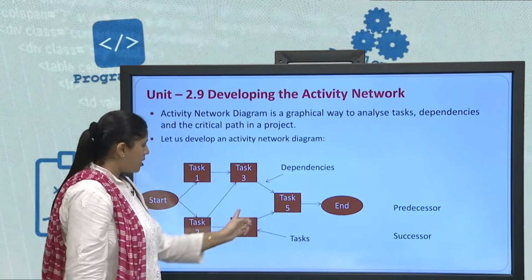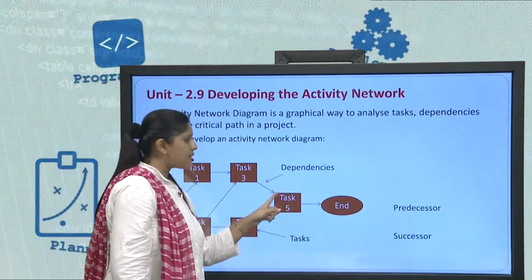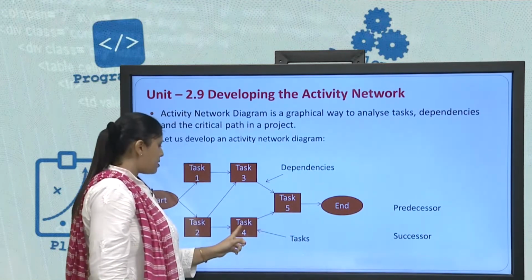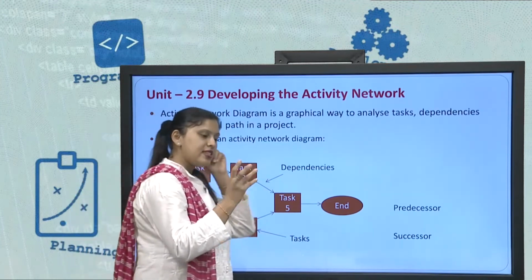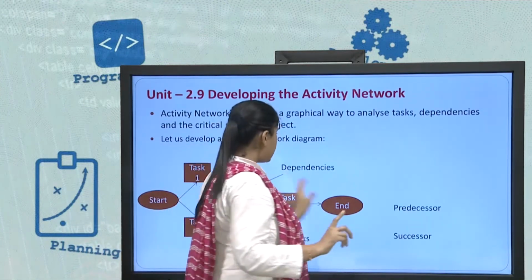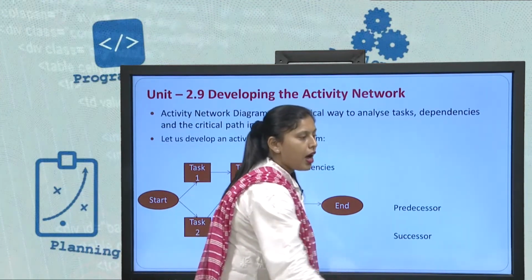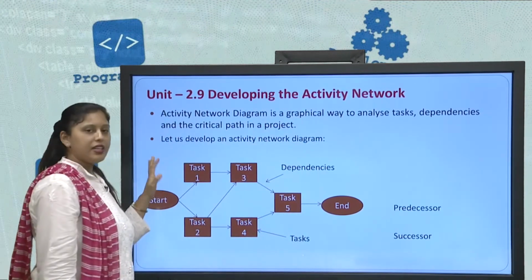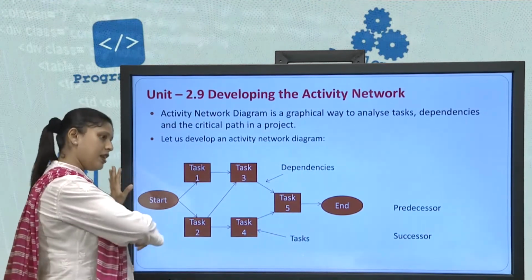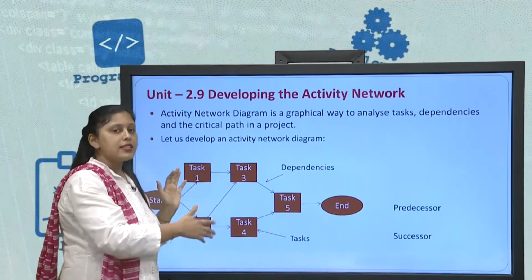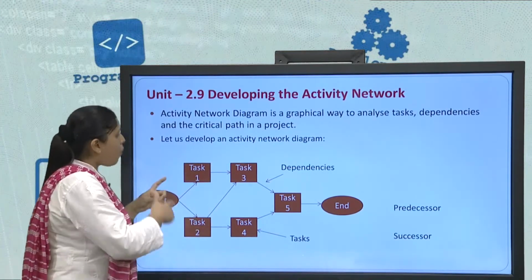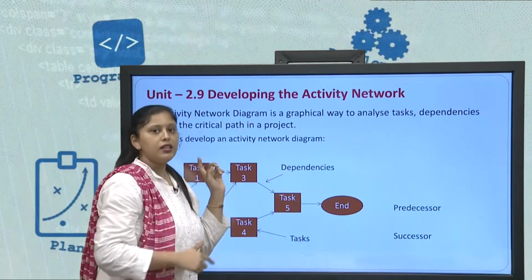So, this is a predecessor to task 5 and this is a successor to task 2. Alright. So, predecessor, successor, dependencies and task. I hope this would be clear with the activity network diagram. You can have n number of activity network diagrams depending on the number of tasks that you have and depending on what task is dependent on what other task.